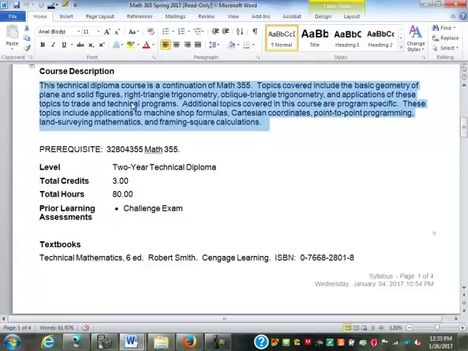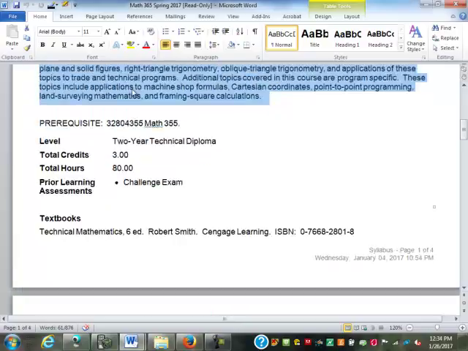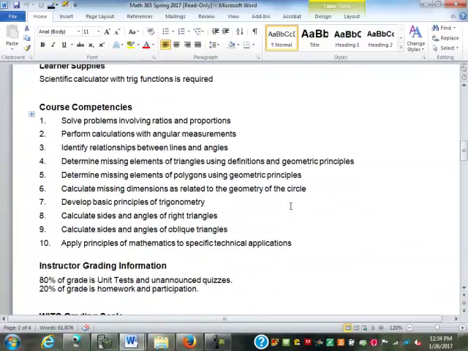This is the description of this class. This is basic geometry, ratio and proportion, solid figures, areas, volumes, and then trigonometry. So trigonometry, right triangle trig, oblique triangle trig, trig applied to surfaces in construction, areas, volumes, and all that wonderful stuff. A more detailed list is this list down here.